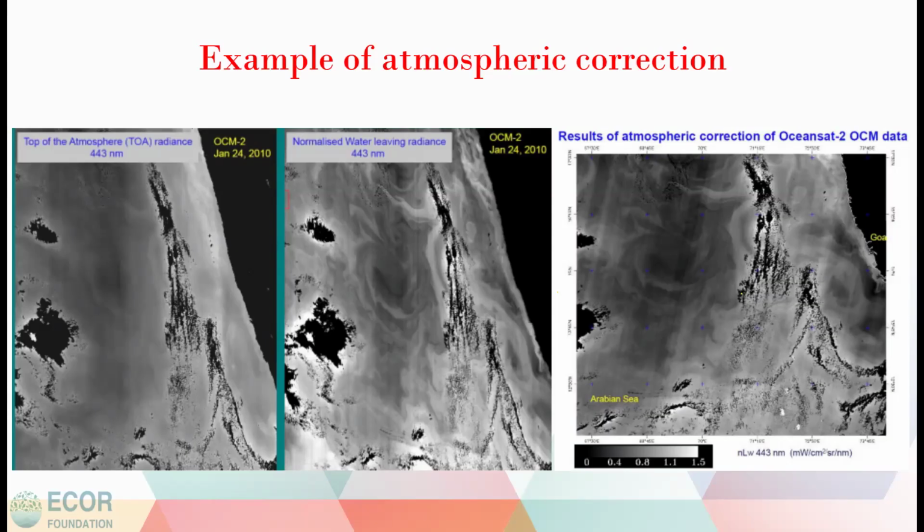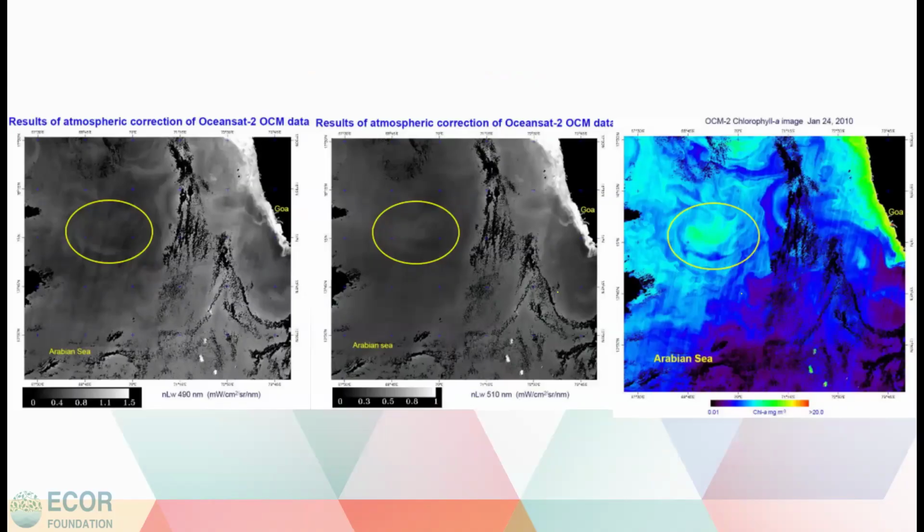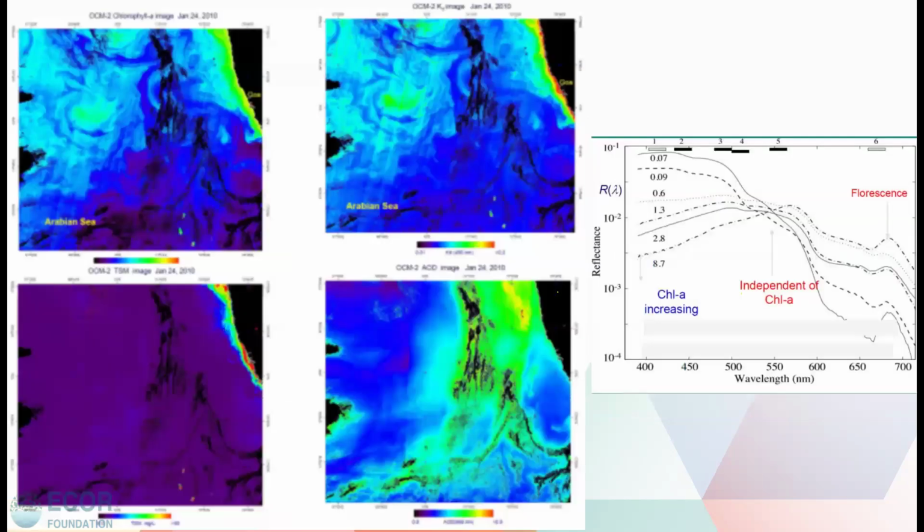And here is the result of atmospheric correction of ocean color data. On the right hand part, it is the chlorophyll A image of that particular date. We can see the clump of chlorophyll A concentration in the encircled portion. And sorry about the clarity of the image, but it shows all the different parameters of the same date and same scene imagery. So it is all different kinds of bands.